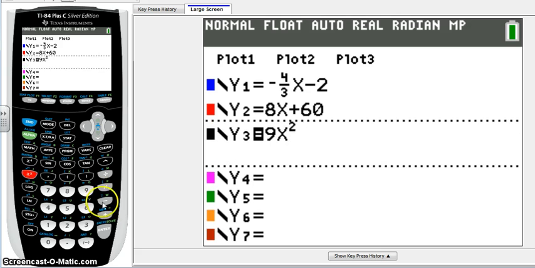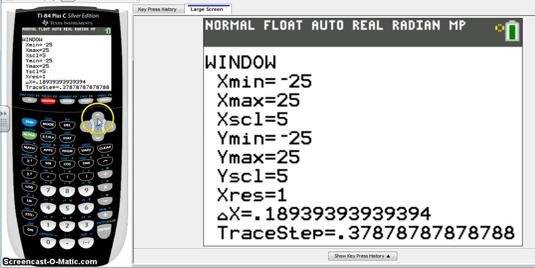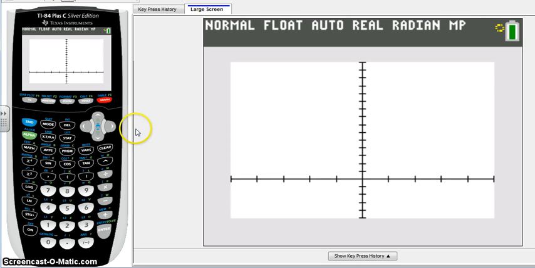But if we go to our y3, and let's enter in an equation like 9x squared plus 36. And so we can go ahead and graph that. And we're not going to see it on our graph because we have the plus 36, so we're going to need to change our window. Let's change our y max to something like 75 so that we can view that graph. And there it is.